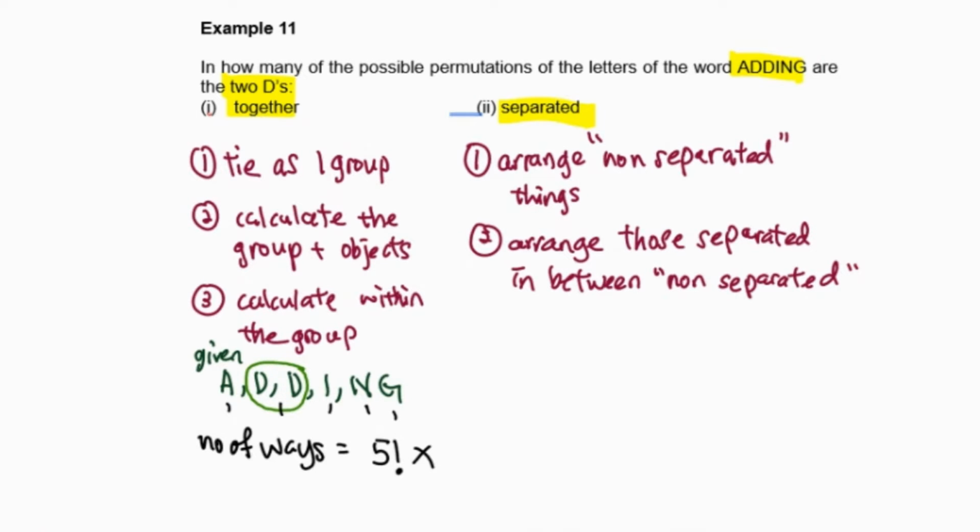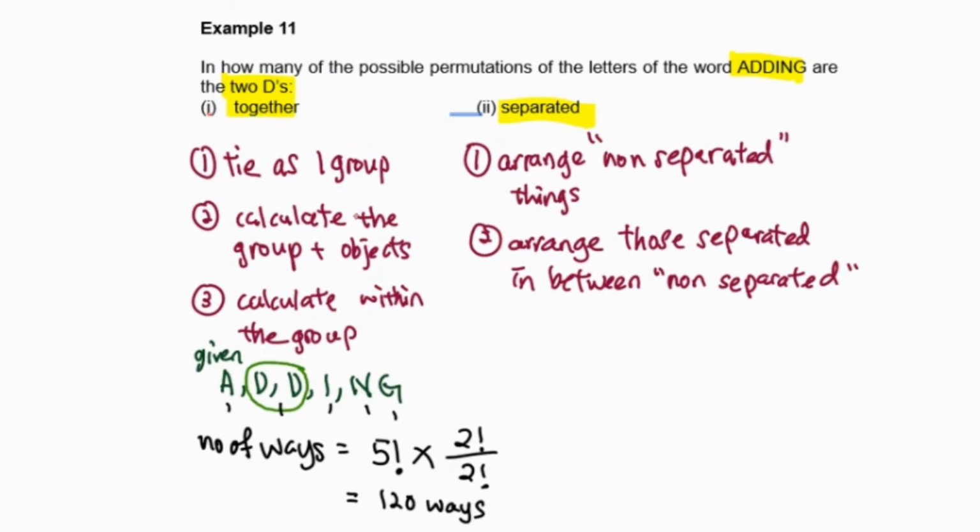Then third step, we are going to calculate the arrangement within the group. So within the group, I have two objects, but these two objects are identical D's, so I need to divide by 2 factorial. Therefore, the total number of ways will be equal to 120 ways.